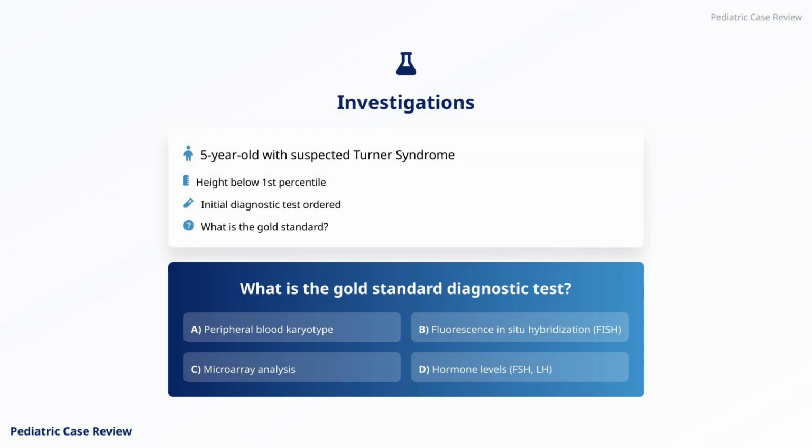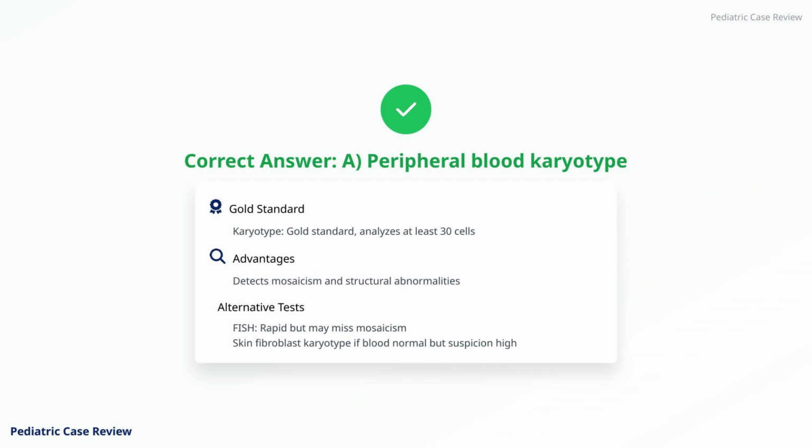A 5-year-old with suspected Turner syndrome presents with height below the first percentile. An initial diagnostic test is ordered. What is the gold standard diagnostic test? Option A, peripheral blood karyotype. Option B, fluorescence in situ hybridization. Option C, microarray analysis. Option D, hormone levels including follicle-stimulating hormone and luteinizing hormone. The correct answer is A, peripheral blood karyotype is the gold standard, analyzing at least 30 cells.